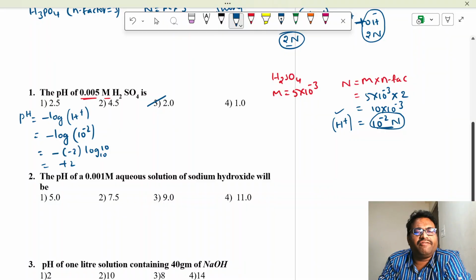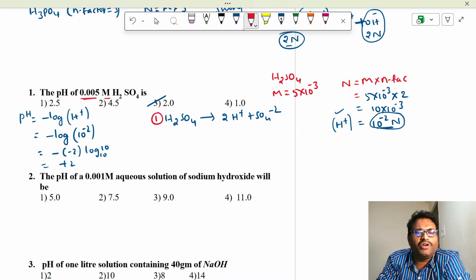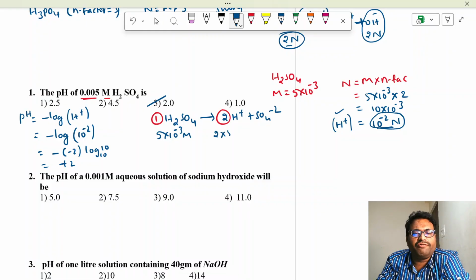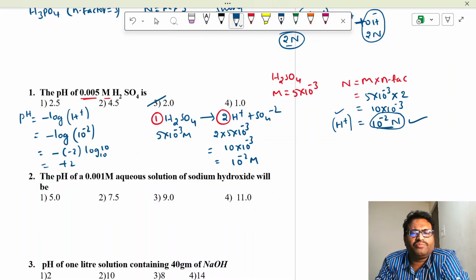What is the other way of solving it? See, H2SO4 dissociates into 2H+ and SO4 2-. So 1 mole is producing 2 moles of H+. Now how much molarity is given? 5 into 10 power minus 3 molar. Here it is 2 into 5 into 10 power minus 3. 2 fives are 10, so 10 into 10 power minus 3, that is equal to 10 power minus 2 molar. Simple. The same you got, 10 power minus 2 molar.